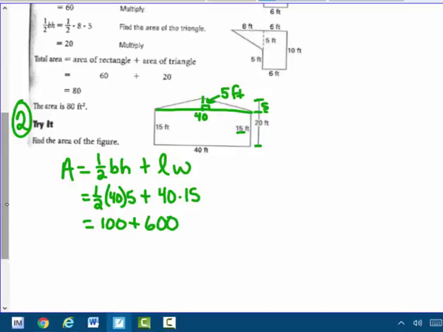I don't have to show this step. I could just go ahead and multiply all the way across and add. Put it into your calculator. It is scientific. It will multiply first and then add second. That 100 and 600 is 700 feet squared. You can show that step, 100 plus 600, and then 700 feet squared. Formula, plug-in, answer, label. All the parts have to be there.